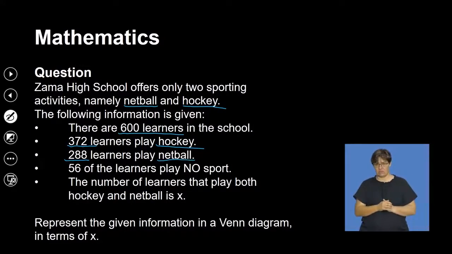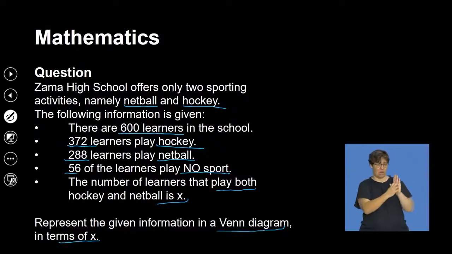There are 56 learners that they've said, no, we don't want to play any sport. Maybe they've got some medical conditions, or maybe they just feel that they would rather play chess or do some academic activity. We recognize that there are some learners that play both hockey and netball, and we're representing them with X. And so the question is, given this information, draw a Venn diagram that represents all the information in terms of X. That's a really nice question.